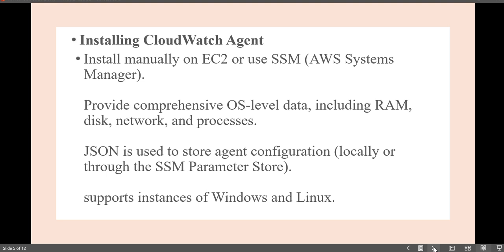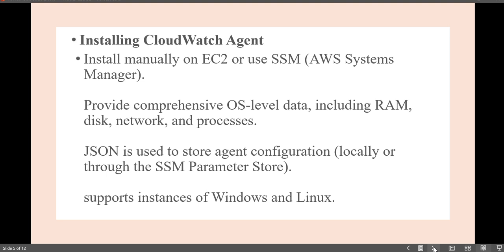And next one is installing the CloudWatch agent. Install it manually or use SSM, AWS Systems Manager. It provides comprehensive operating system level data including RAM, disk, network, and process. JSON is used to store the agent configuration locally or through the SSM Parameter Store. It supports instances running Windows and Linux.